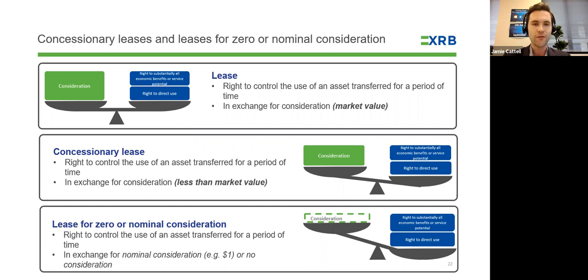Ross very helpfully went through the definition of a lease earlier, and it is a contract in which a right to control the use of an asset is transferred for a period of time in exchange for consideration. And within that, there are two groupings of rights that are transferred. So you've got the right to extract substantially all the economic benefits or service potential embodied in the asset and the right to direct the use of the asset.